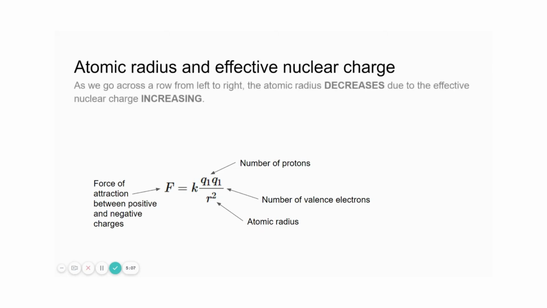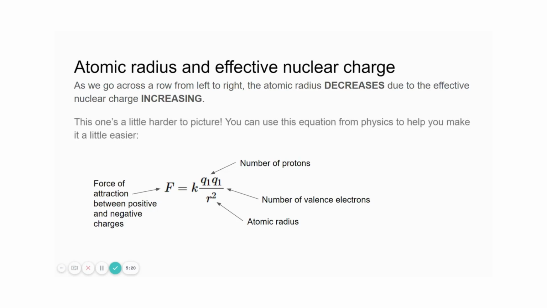I said this earlier, but as I go across a row or a period from left to right, the atomic radius is decreasing, but that's due to the effective nuclear charge increasing. So let me talk a little bit more about effective nuclear charge. Effective nuclear charge is a little harder to picture. So sometimes it's helpful for people to use an equation to help you figure this out. If I'm using this equation where F represents the force of attraction between positive and negative charges, then I've got K, which is just a constant. I'm going to ignore it.